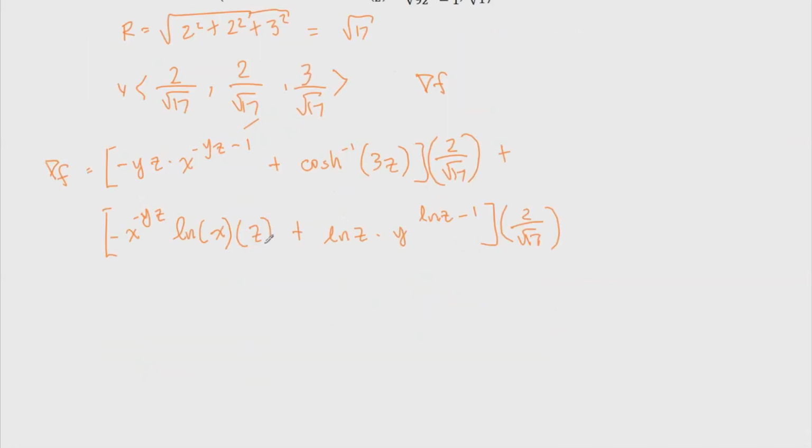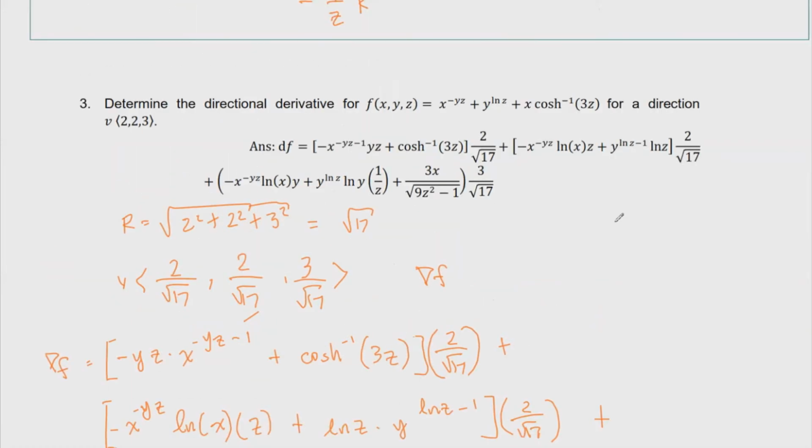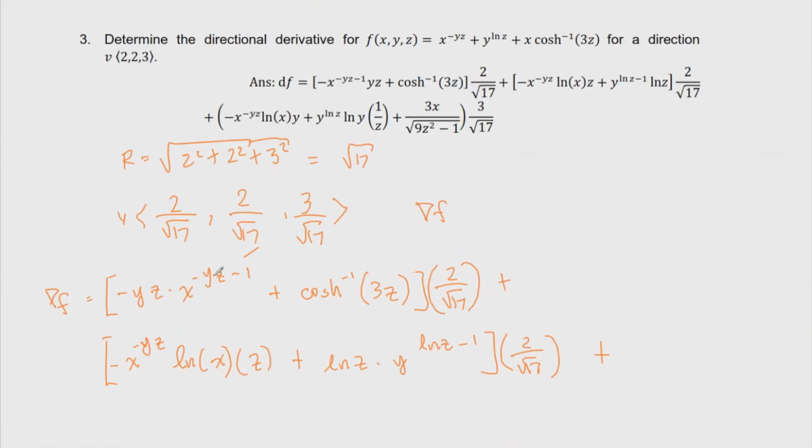And then lastly, for z, we have x raised to negative yz. Basically, for this x raised to negative yz, we're taking x as a constant. So we have to take the ln of x, and then the derivative of yz is simply negative y.